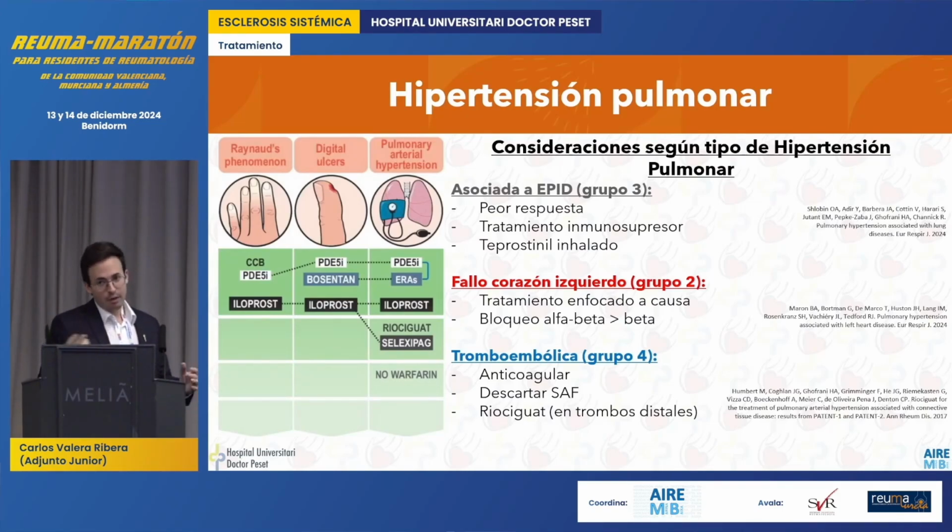Careful with diuretics to avoid triggering a renal crisis, depending on the patient's condition. In the case of beta blockade, an alpha-beta blocker is preferable to a beta blocker alone. And then there's thromboembolic disease, group 4. Here, anticoagulation is indeed indicated because after all, these are clots. In the case of large clots, the treatment will be thromboendarterectomy. But for distal clots, riociguat is indicated. Additionally, since this is a patient with thromboembolic disease, it's important to also rule out an associated APS, antiphospholipid syndrome.